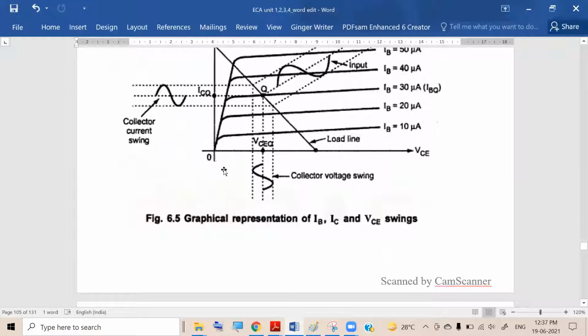Beta is usually a large value. I told you from 50 to 200. That is its usual range. So IB is multiplied 200 times. When beta is 200, IB is multiplied 200 times.